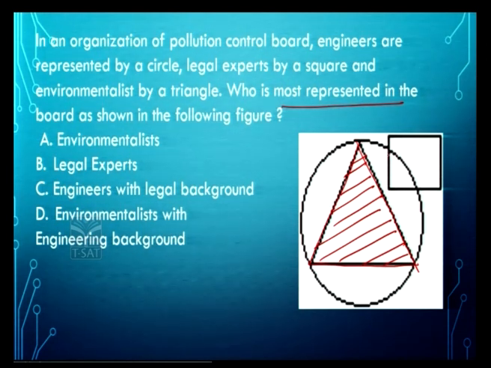For example, if you ask what this area is, it is common to the circle and the square. The square is legal experts, so this is the engineers with legal background. And this represents engineers with the environment background or environmentalists with engineering background. So, the correct answer is D. Okay, now we will see another one.